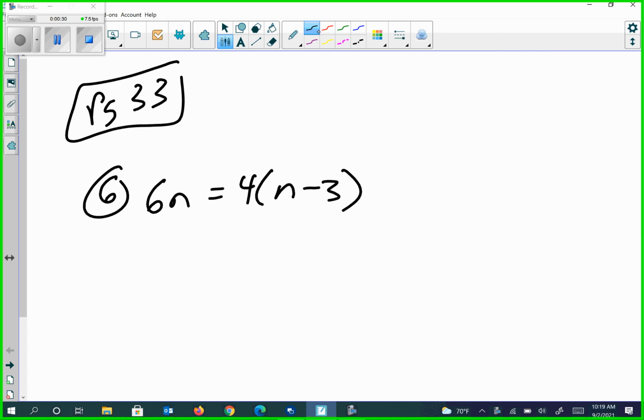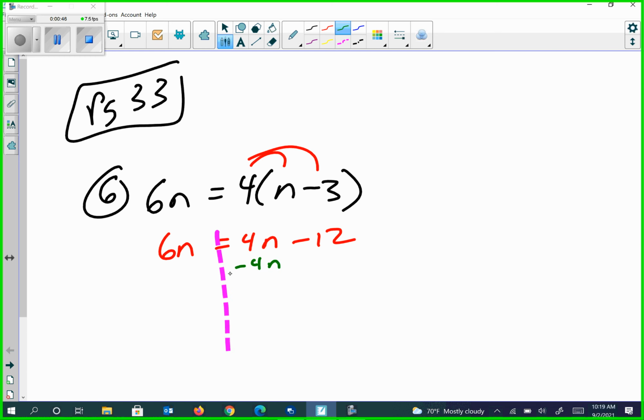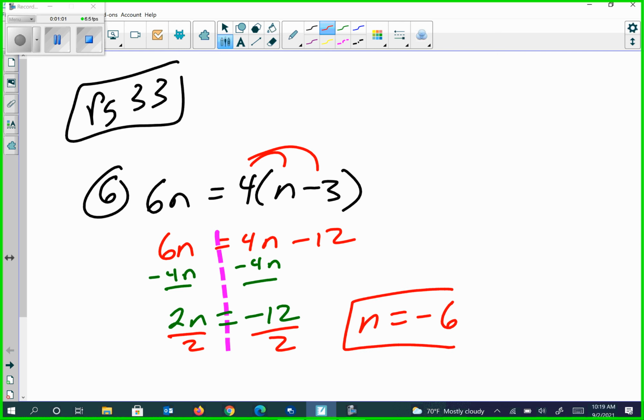So what you want to do first on this one is go ahead and distribute over the parentheses. Is that okay? And then we can go ahead and do our equal sign, or dotted equal sign. So in order to get n all by itself, 2 and n are being multiplied, so divide each side by 2. So n equals -6.